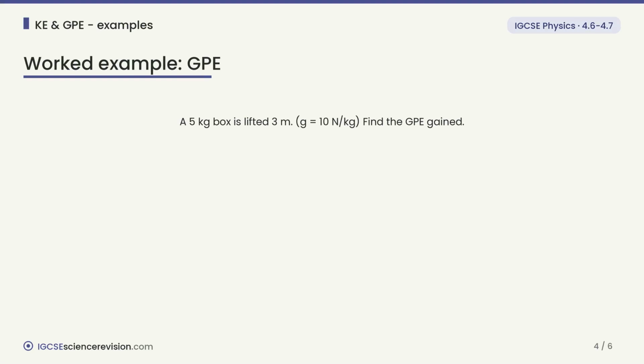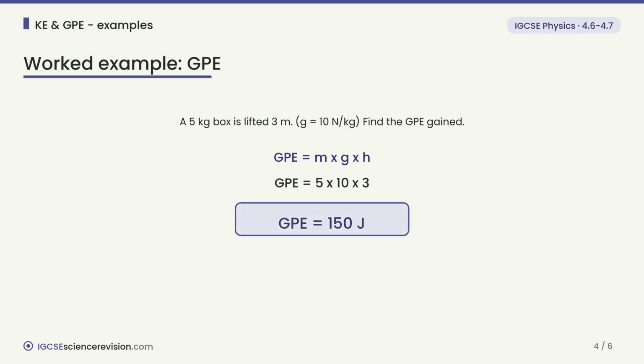Now gravitational potential energy. A 5 kilogram box is lifted 3 meters, with g equal to 10. Write the equation. Gravitational potential energy equals mass times g times height. Substitute 5 times 10 times 3. That's 150 joules gained, the energy you'd get back if the box fell.